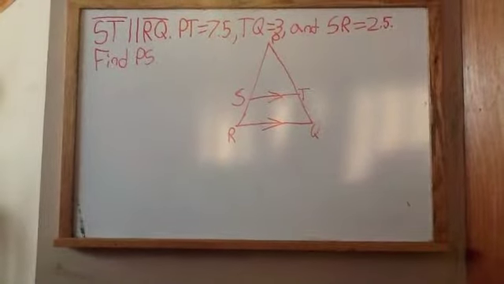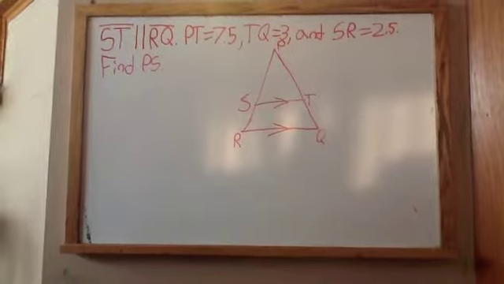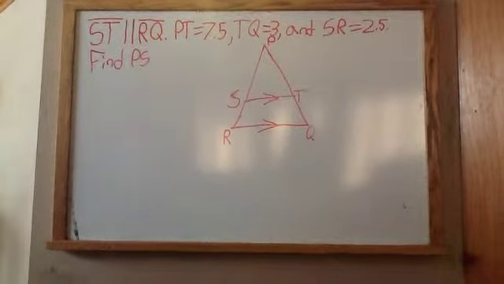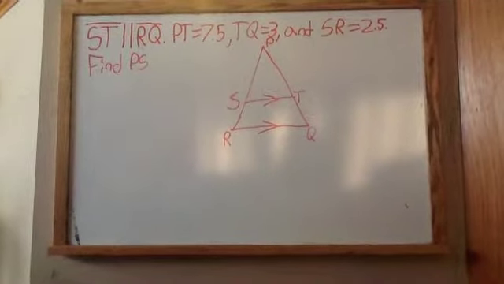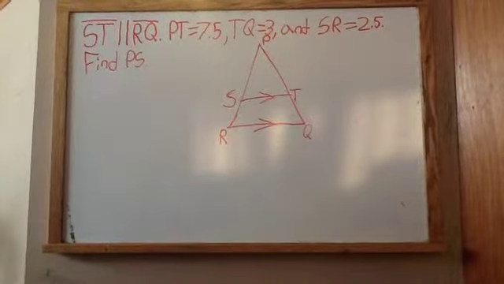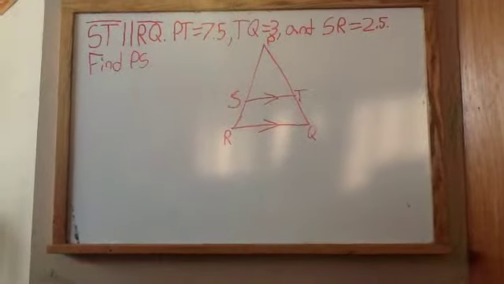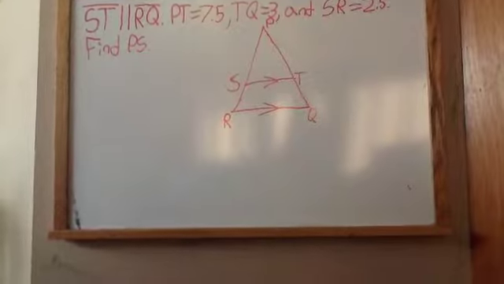Here, let's go back upstairs and I'll show you an example. In this picture, ST is parallel to RQ. PT equals 7.5, TQ equals 3, and SR equals 2.5. We're going to find PS.